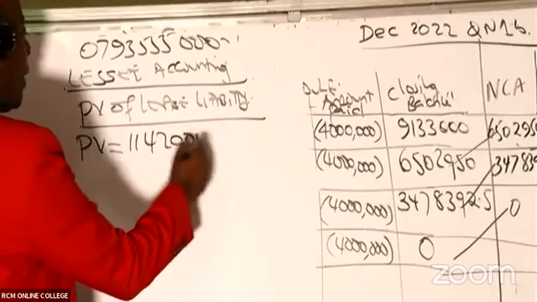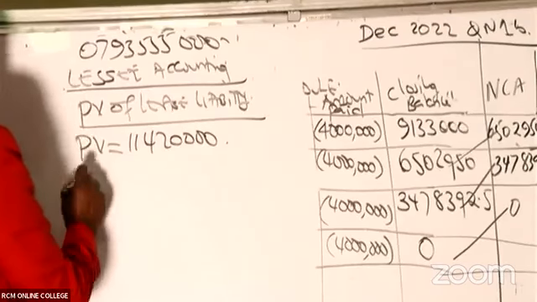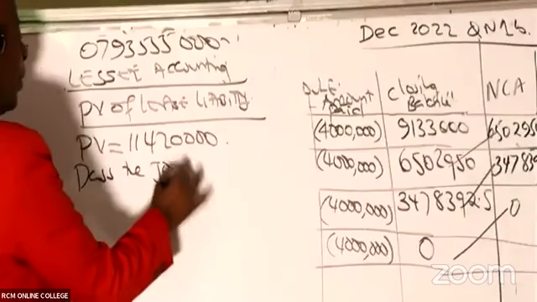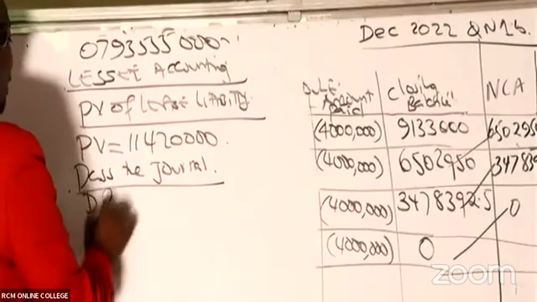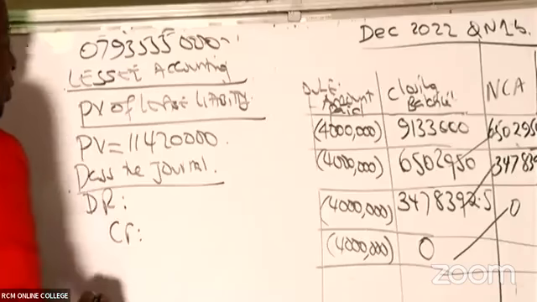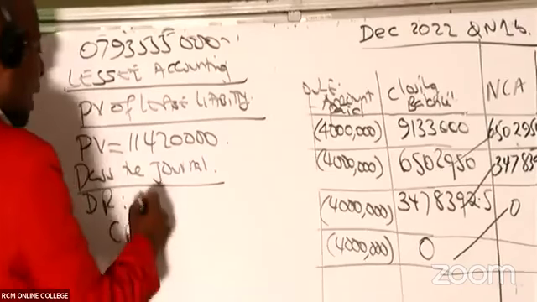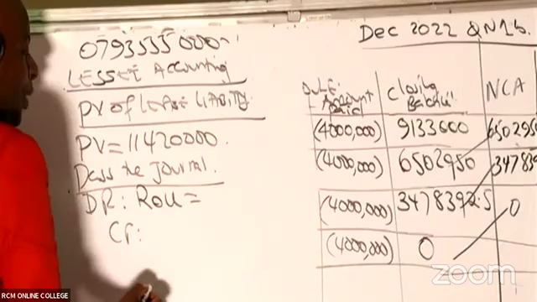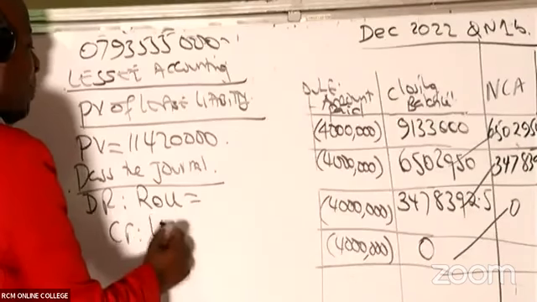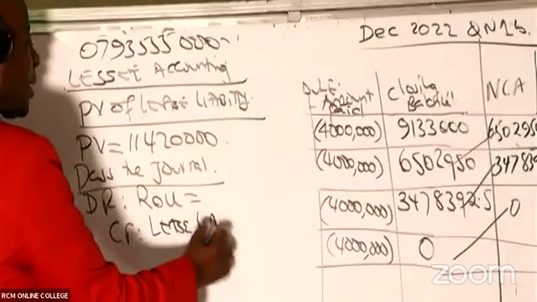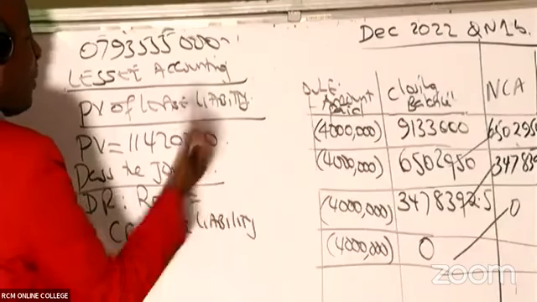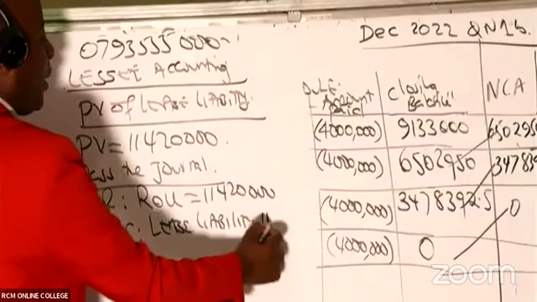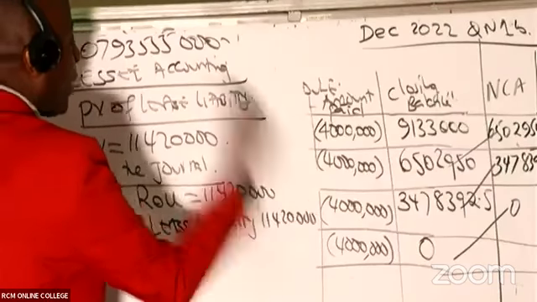So in this case here, we pass the journal. We shall debit, we shall credit. So what do we debit? We shall debit what we call a leased asset, right of use. And then we credit lease liability. Same amount, 1,120,000.